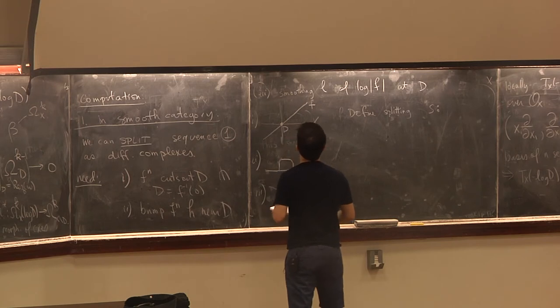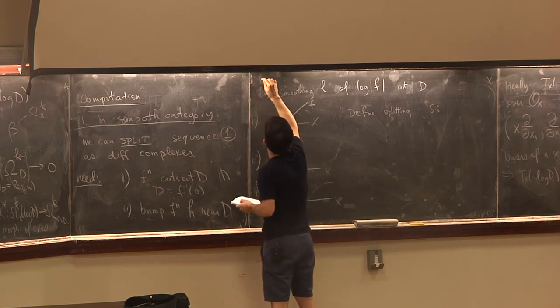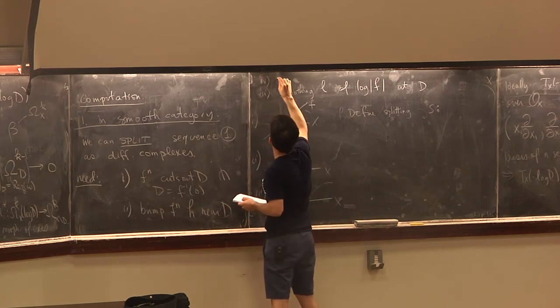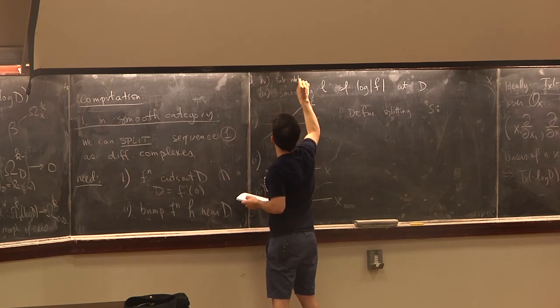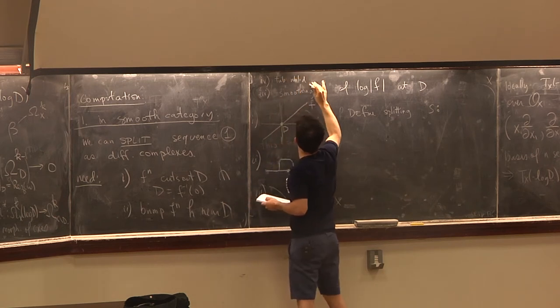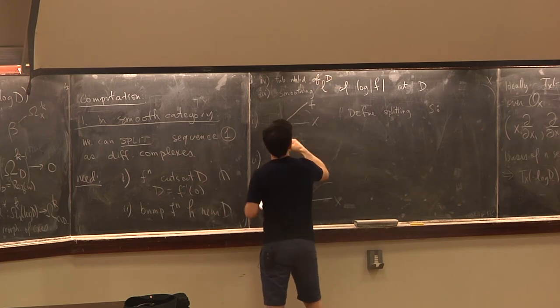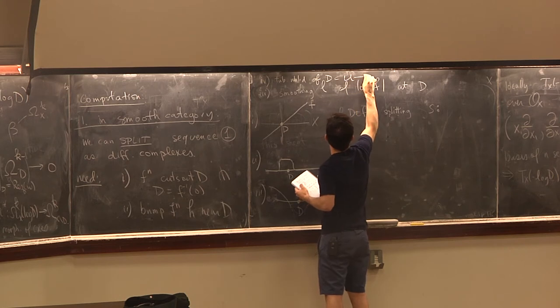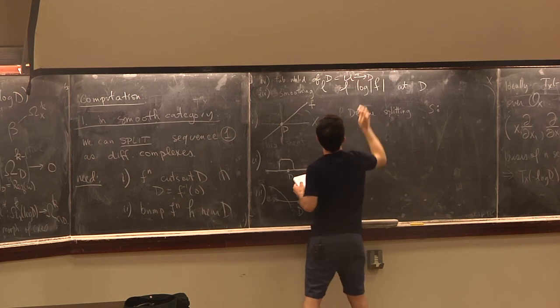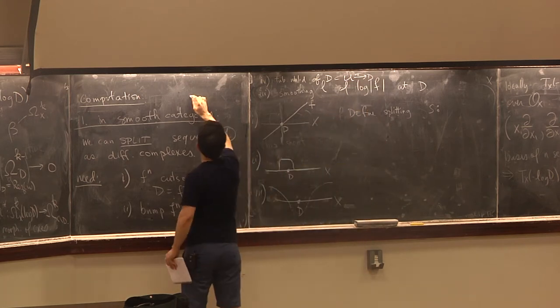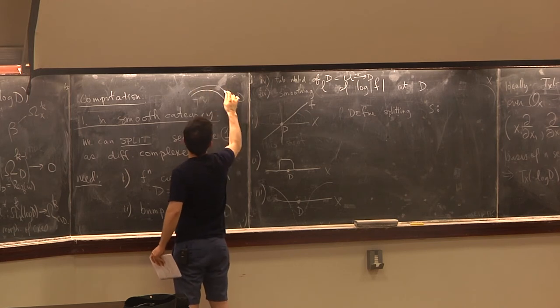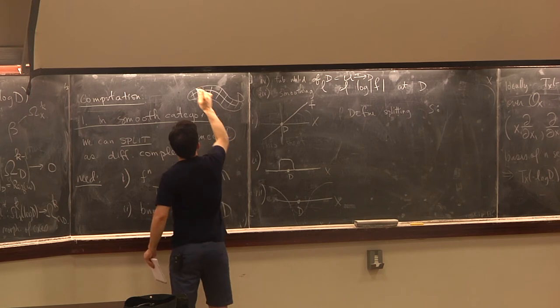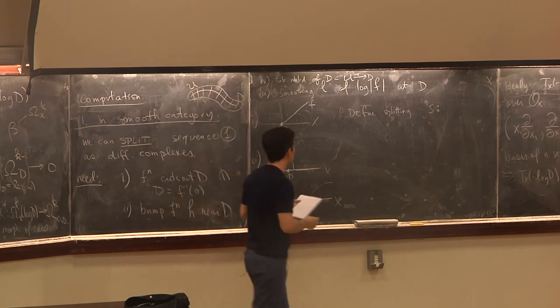Okay, there's actually something else that I need. I just need a tubular neighborhood of, let me call it, a tubular neighborhood of d. I need a tubular neighborhood of d. So let me call it u, and then there's a projection to d. So if this is d, I need a little tubular neighborhood of d, which projects to d, just to make my life easier.